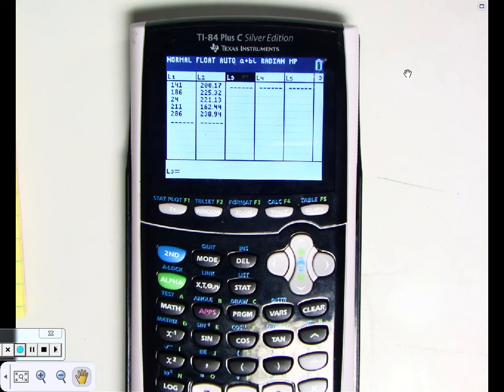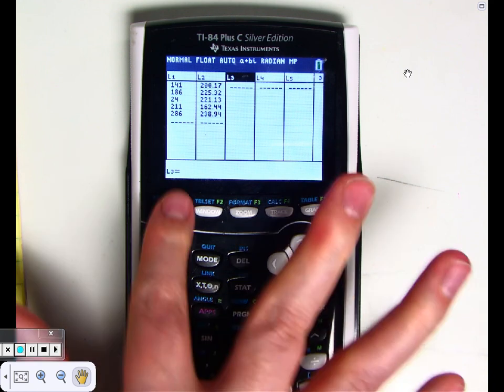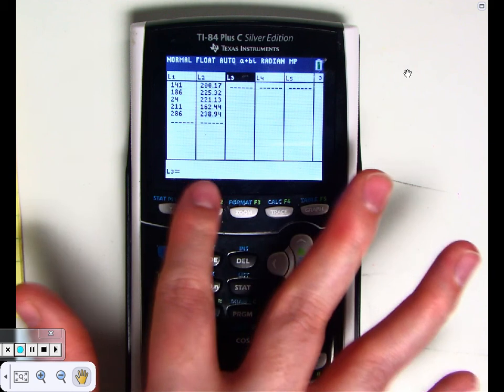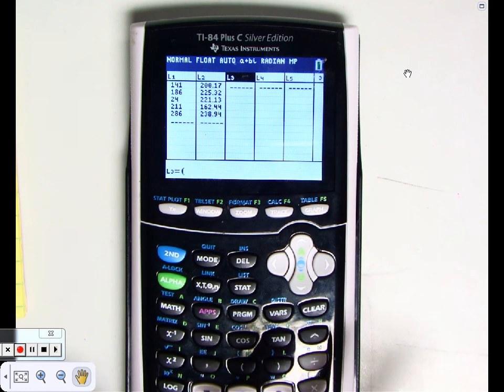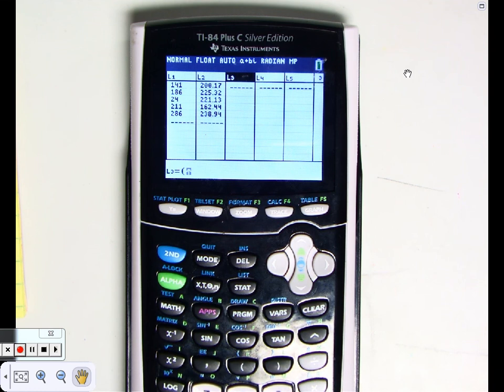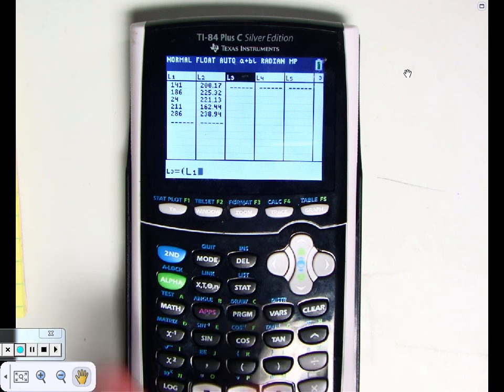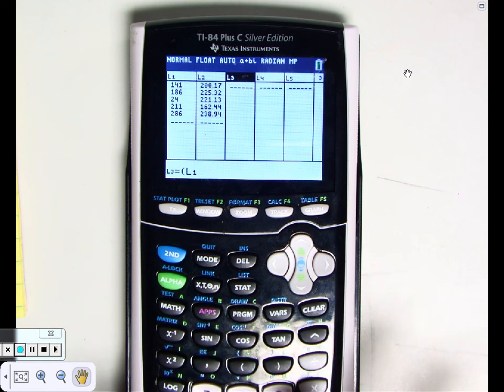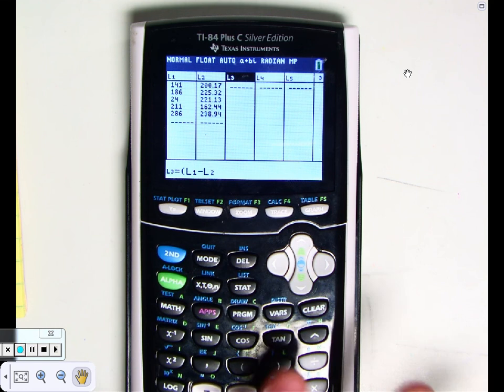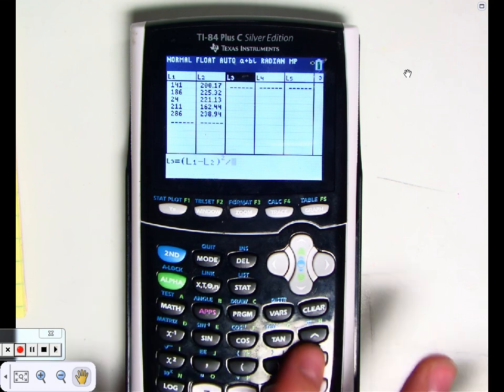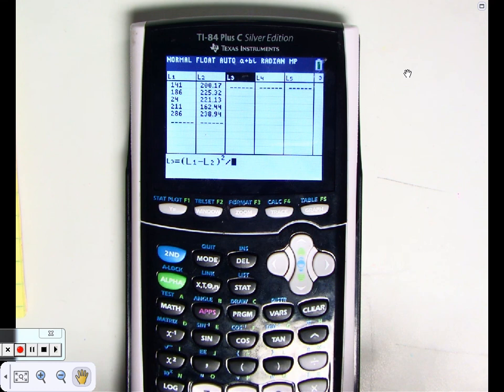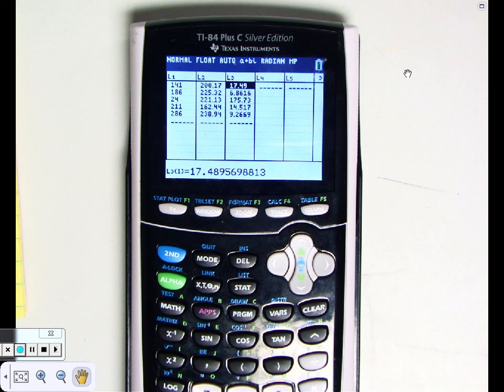So now what I'm going to do is calculate chi-squared. So I'm going to go up to that L3, and then you can see down here I'm going to type in a formula. I'm going to go parentheses. I want to take my first list, which is my observed. And if you need to find the L1s, L2s, you just hit second 1 for L1, second 2 for L2. I'm going to do L1 minus L2 squared, and then I'm going to divide by those expected values L2. And that tells me all of those values right there.